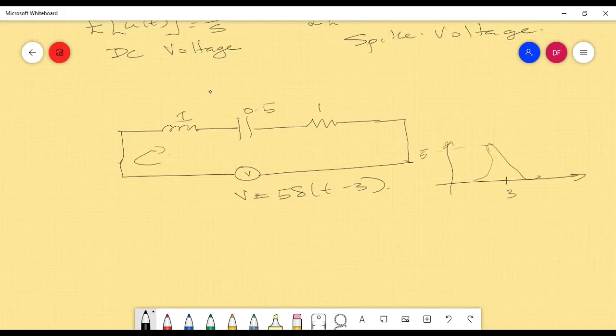You remember the differential equation. Remember, I said this is L di dt. The first one is L di dt. The second one is 1 upon C, the integral of I dt. The third one is I times R, and that, by Kirchhoff's law, is equal to the voltage in the system.